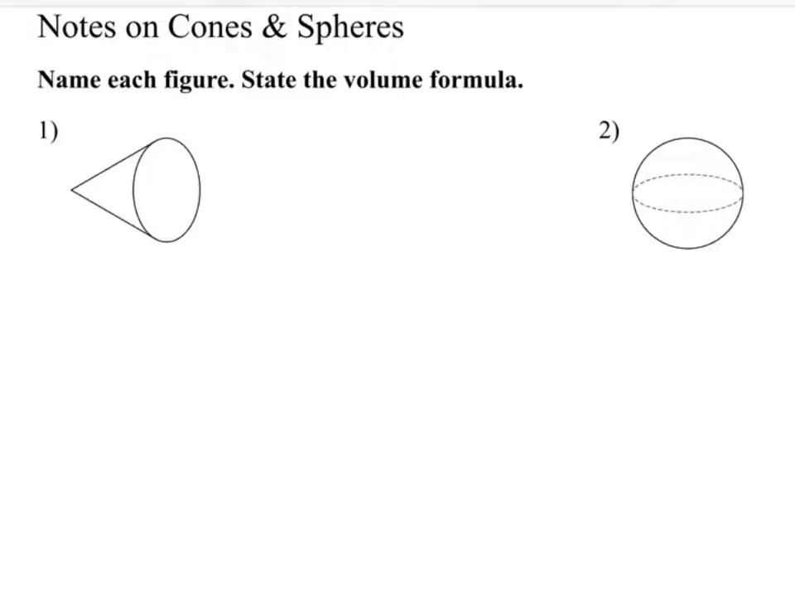Welcome back for part 2 of the volume of 3D figures. So this will be on cones and spheres. So our first one here is a cone.